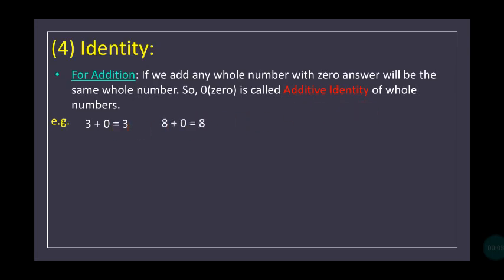Let's see one more example. We are adding now 8 with 0. The answer is again 8. Now we are adding 2 with 0. The answer is again 2. So if we add any whole number with 0, the answer is again that whole number. So that is the additive identity.